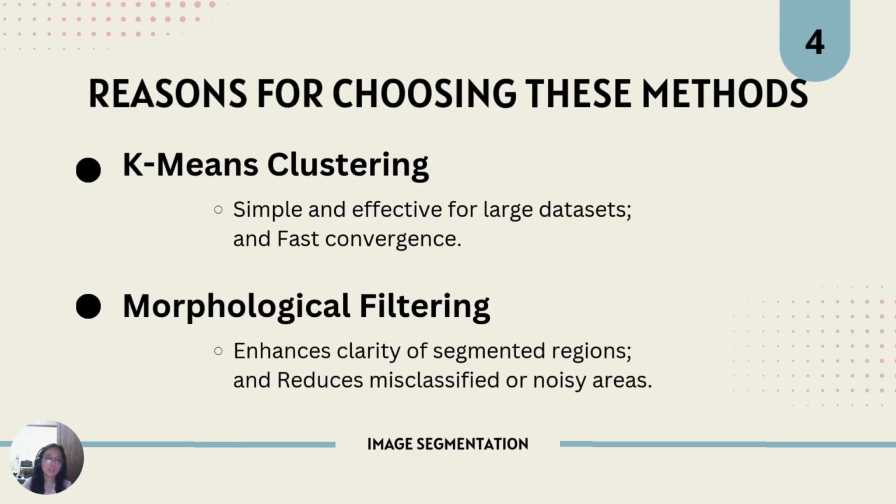Their reason for choosing these specific methods is that k-means clustering is simple and effective for large datasets and has fast convergence, whereas morphological filtering enhances the clarity of segmented regions and reduces misclassified or noisy areas.